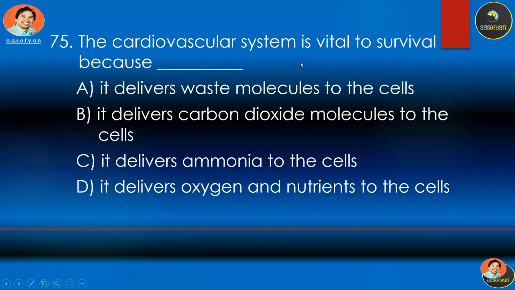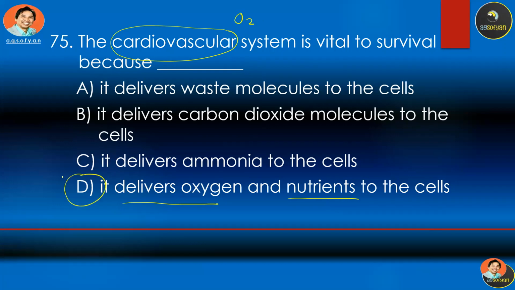The cardiovascular system is vital to survival because A, B, C, or D. Okay, so what is the function of the cardiovascular system? It carries oxygen and other nutrients to our cells. So it delivers oxygen and nutrients to our cells. It's very important, especially oxygen. Without oxygen, our cells will die.